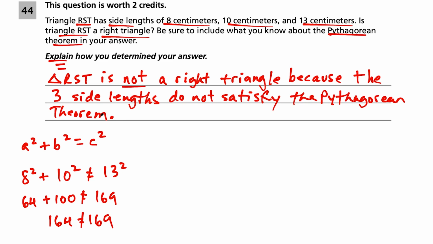So this explanation here would be perfectly valid. If we want to say it once more, that 8 squared plus 10 squared is not equal to 13 squared, this would be sufficient here to say that triangle RST is not a right triangle.